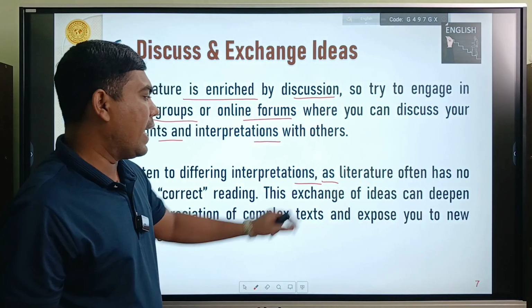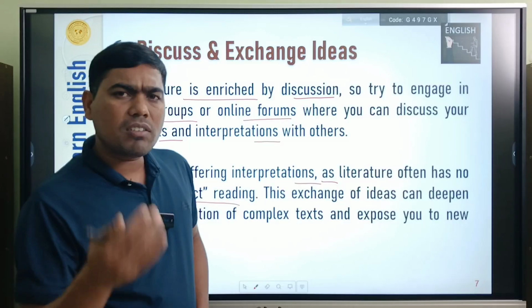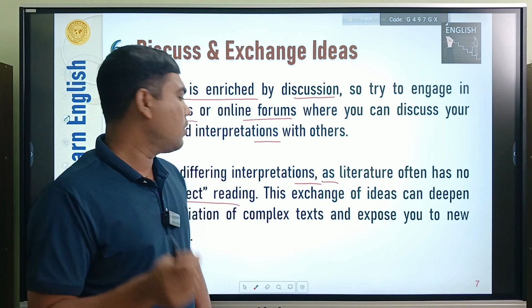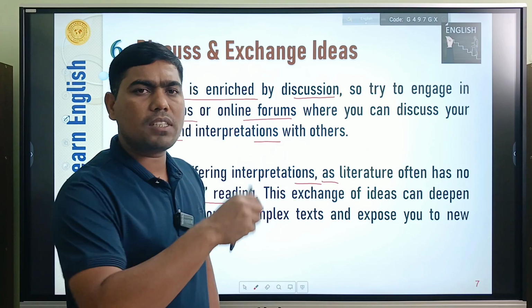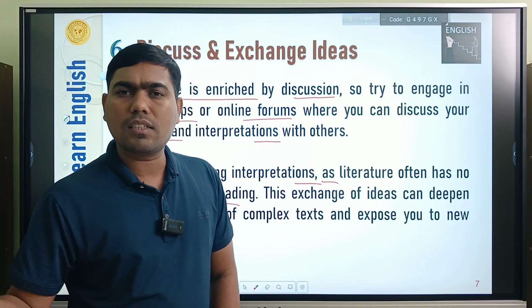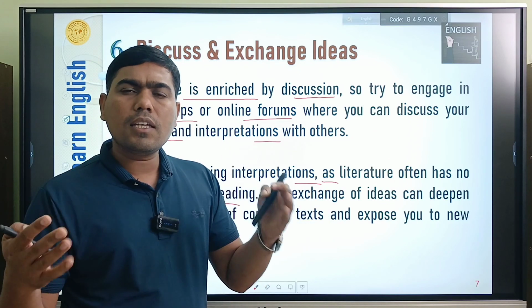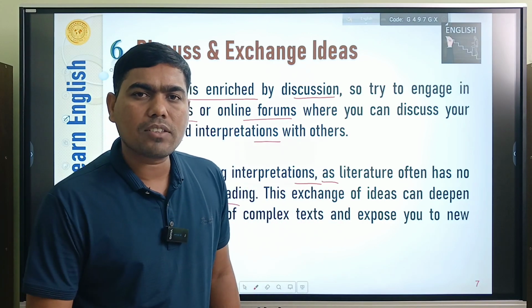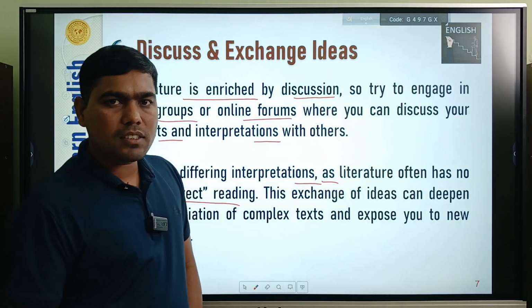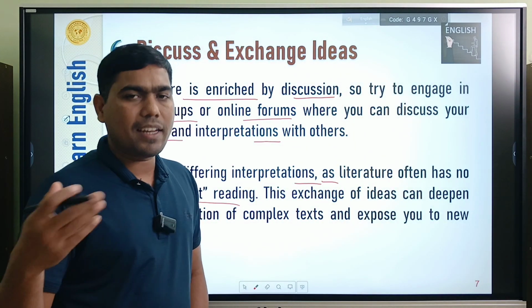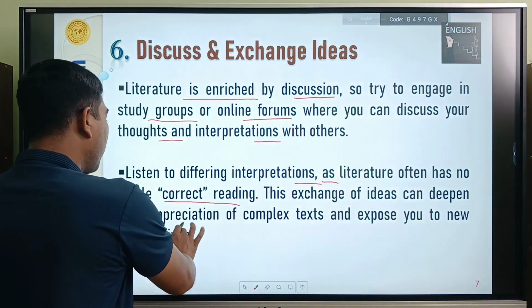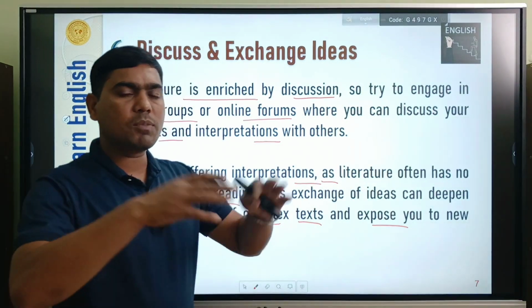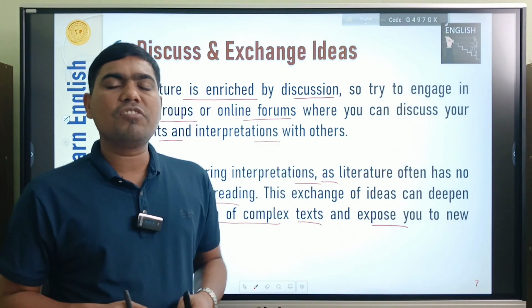Then listen to different interpretations, as literature often has no single correct reading. A piece of literature will give you different angles or different themes because there is no single correct reading. It may happen that one person has understood one thing and another has understood another thing, but they are not wrong. They may be different in their understanding and interpretation, but they all are right. So you have to share and exchange your ideas, and deepen your understanding by sharing and exchanging. This exchange of ideas can deepen your appreciation of complex texts and expose you to new perspectives. If you do this, you will be exposed to different arenas, and they will give you a broader understanding of a particular thing.